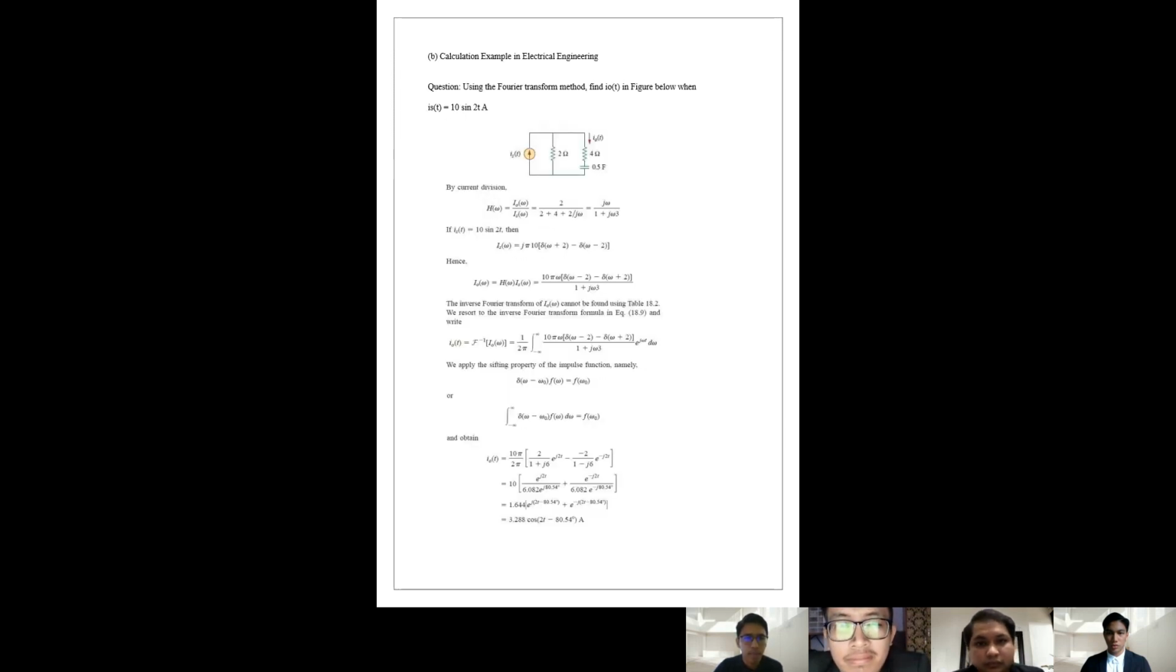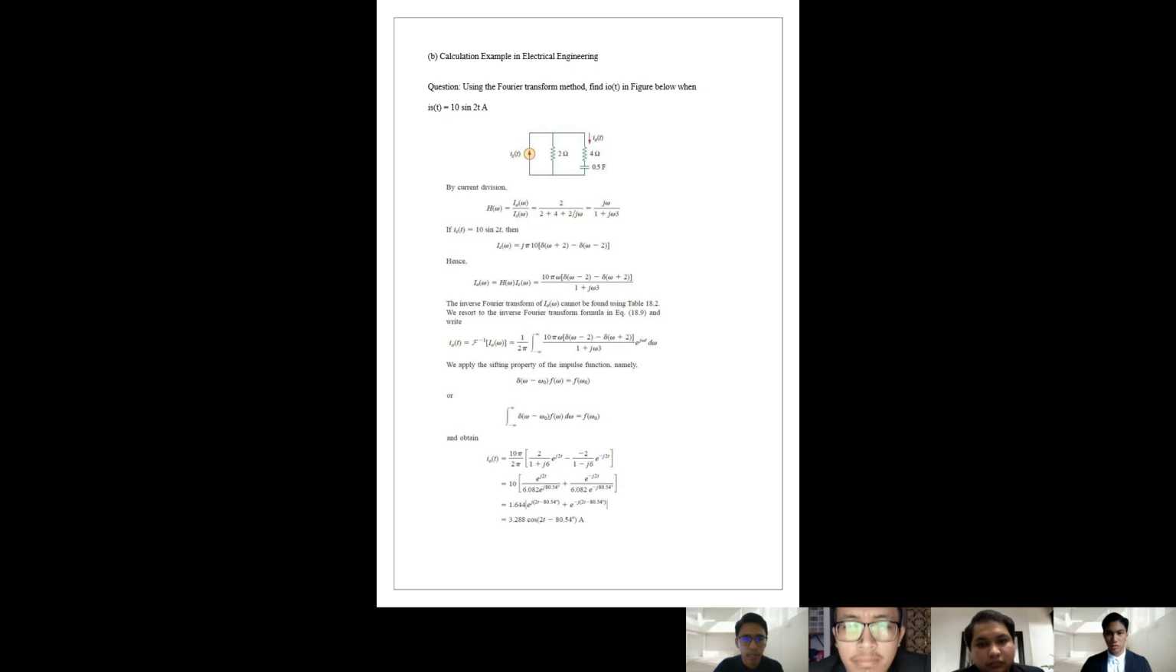Next, a calculation example in electrical engineering. In this example question, we are going to use the Fourier transform method to find i_o(t). When i_s(t) equals 10 sin 2t, by using current division, with H of omega equal to I_o of omega over I_s of omega, we get j omega over 1 plus j omega 3. If i_s(t) equals 10 sin 2t, then I_s of omega equals j pi 10 times delta of omega plus 2 minus delta of omega minus 2. So I_o of omega equals H of omega times I_s of omega, which gives 10 pi j omega times delta of omega minus 2 minus delta of omega plus 2, over 1 plus j omega 3.